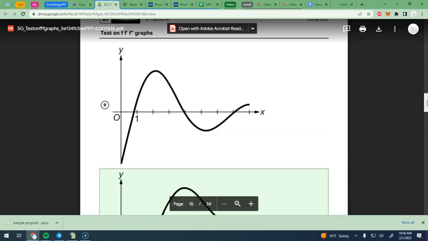So this one does not change concavity. Is there a point of inflection on this graph at 2.1? Is that a point of inflection? It's not. That's like a relative max. So that's not it.